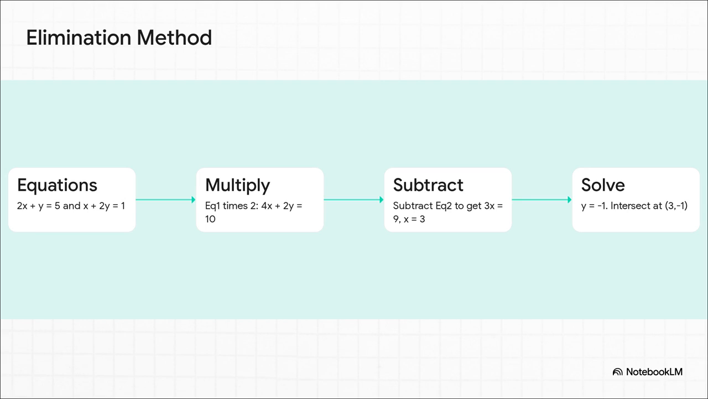Alternatively, we can use the elimination method. This always feels a bit like an algebraic magic trick to me. Looking at the exact same 2 equations, we want to scale one up so that the y parts match perfectly. If we multiply the entire first equation by 2, we get 4x plus 2y equals 10. Notice how both equations now have a 2y in them? Because they match, we can subtract the entire second equation from this new one, completely eliminating the y variable in one clean move. We're left with just 3x equals 9, meaning x is 3. Pop that back in, and again, we find y is -1. It's a completely different path, but it gets us to the exact same destination point of 3, -1.